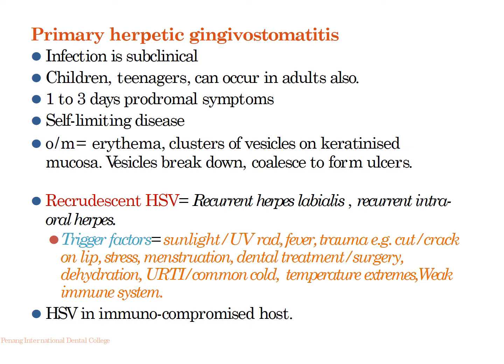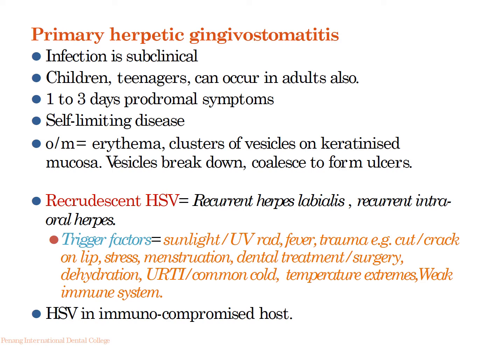The oral manifestations would be erythema in the oral mucosa, clusters of vesicles on the keratinized mucosa, and the vesicles break down and coalesce to form ulcers. Coalesce means to join together. In cases of recrudescent HSV, herpes simplex virus, that means infection that recurs a second time when the virus in the ganglion is reactivated, the patient could get a recurrent herpes labialis or a recurrent intraoral herpes.